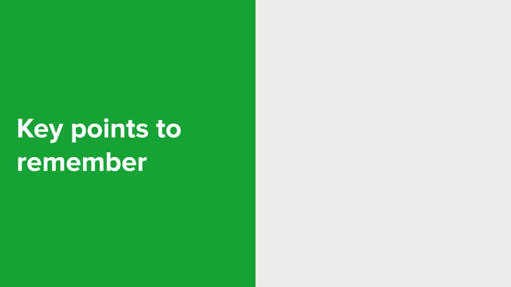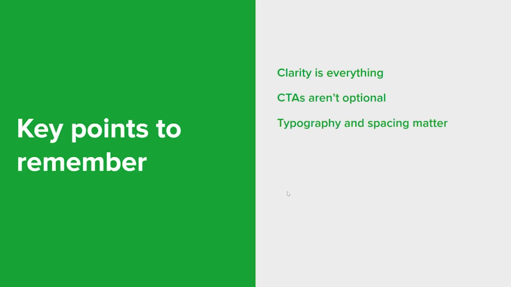Some key points to remember: clarity is everything, so users should instantly know who the site is for and what action to take. CTAs aren't optional, so you want to make them clear, frequent, and visible. Good design is often more about what you remove and not what you add, so typography and spacing matter. And you want to design for mobile first. It's how most users will see your site. A lot of web builders nowadays do accommodate for that, as we saw in Wix. They've got a pretty good mobile builder, but mobile first is now the standard.